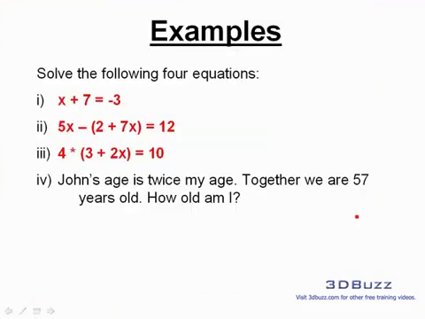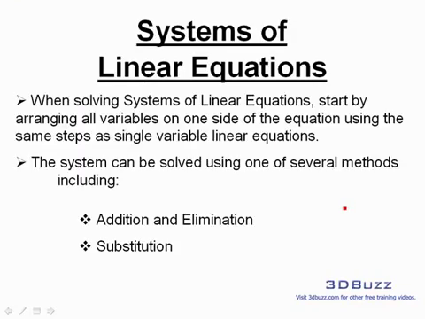So now that you know how to solve linear equations in one variable, we'll move on and talk about systems of linear equations in multiple variables. All right. So systems of linear equations basically means you have several linear equations. So not 1, maybe 2, 3, 17, it doesn't matter. And when solving systems of linear equations, you start basically the same way as before. You put all the variables on one side and all the constants on the other.